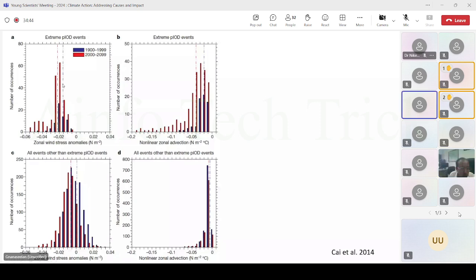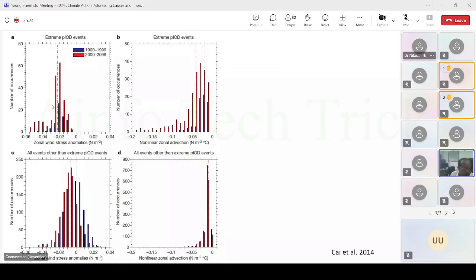Okay. Now, if you look at the zonal wind, you can see the projected change in the next century is large. Here it is 0, and this negative side is easterlies. The positive side is westerlies. So now you see the easterlies are going to be very, very strong in the future for the positive IOD, whereas in the weaker or other events, other than the extreme events, you will see the change is not much.